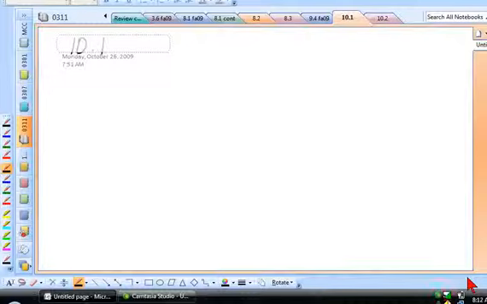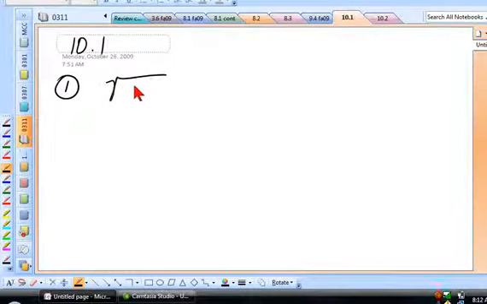Okay, we're going to start section 10.1, which is on radicals. We do most of our discussion about square roots, but we will look at other roots as well. So let's start out. Question number 1 says to find the square root of 576.